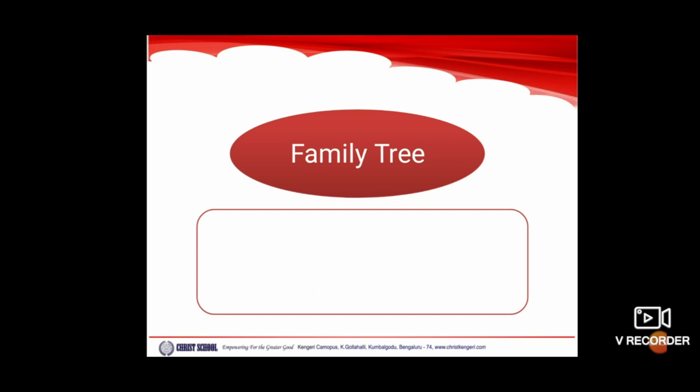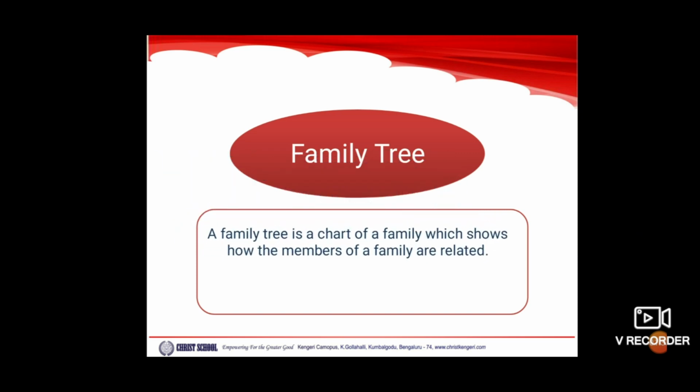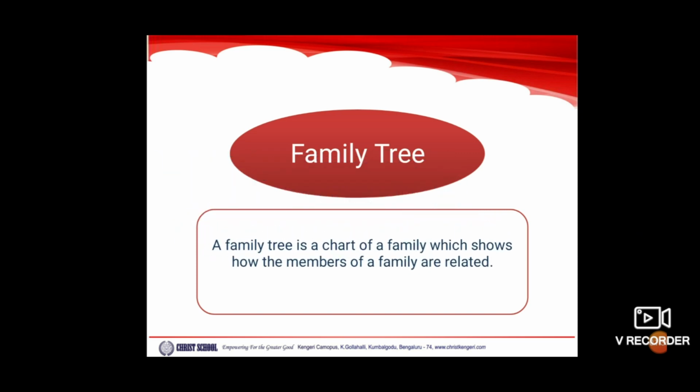Now, family tree. What exactly is this family tree? Well, this is a chart of your family members and it shows how they are related to each other. And when we draw a chart of your family members, it represents the shape of a tree. Hence, a family is always considered as a tree. A family tree can also be represented in two ways. Shall we now learn what are these two ways?